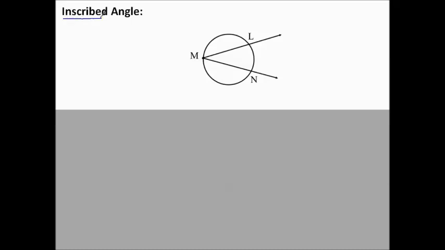Inscribed angle. An inscribed angle is an angle, obviously, but this time the vertex is on the circle. Notice in this picture the vertex of the angle is on the circle, unlike a central angle where the vertex was the center. Now the sides of this angle I drew as secants, although they can really be any types of lines.